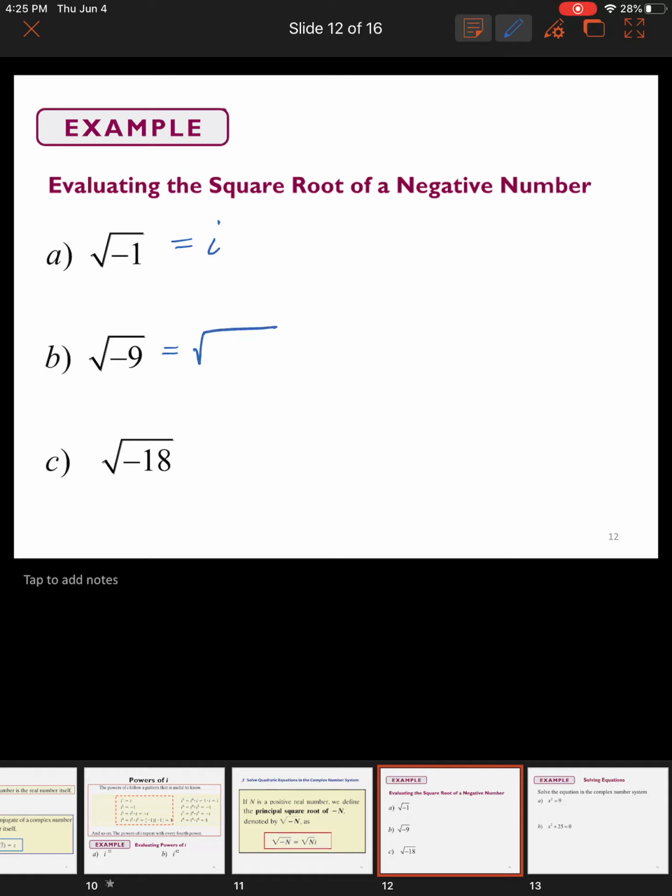In this next example, we have the square root of -9, which is the same thing as saying the square root of -1 times 9. So we have the square root of -1 is i, times the square root of 9 is 3. So this final answer is 3i.